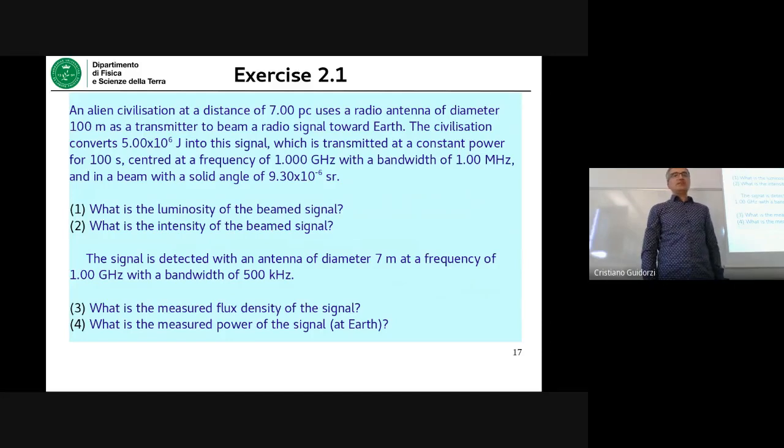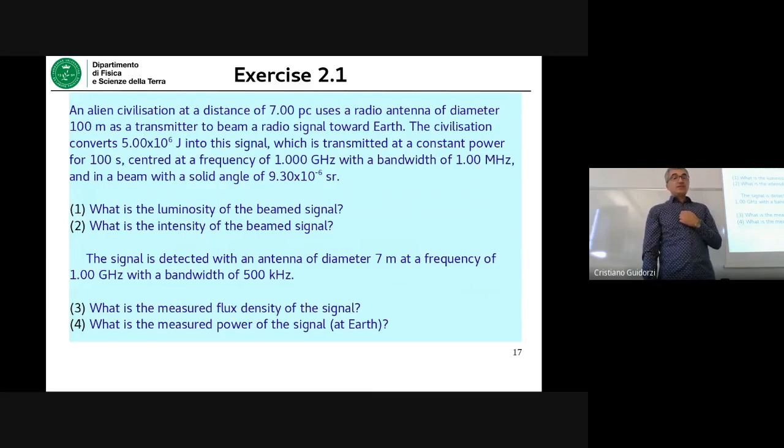An alien civilization at a distance of 7 parsecs uses a radio antenna of diameter 100 meters as a transmitter to beam a radio signal toward Earth. The civilization converts 5×10⁶ joule into this signal, which is then transmitted at a constant power for 100 seconds, centered at a frequency of 1 gigahertz with a bandwidth of 1 megahertz, and in a beam with a solid angle of 9.3 10 to minus 6 steradian. So what is the luminosity of the beamed signal? What is the intensity of the beam signal?